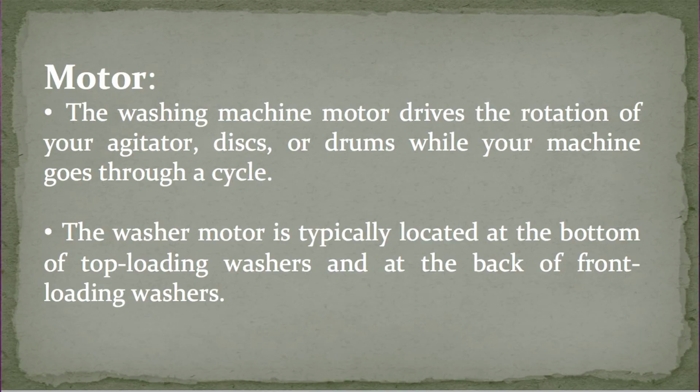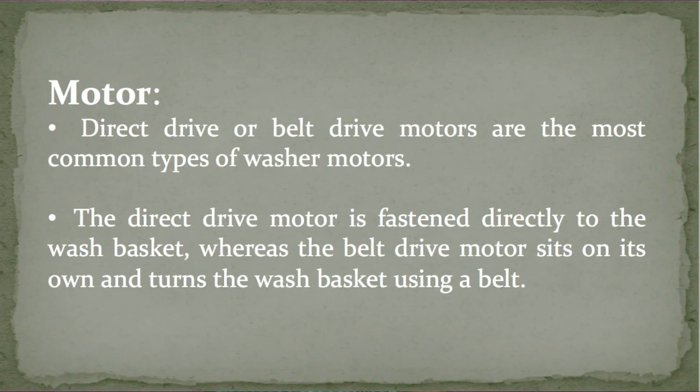Motor. The washing machine motor drives the rotation of your agitator, disc or drum while your machine goes through a particular cycle. The washer motor is typically located at the bottom of the top loading washers and at the back of the front loading washers. Direct drive or belt drive motors are the most common type of washer motors, and direct drive motor is fastened directly to the wash basket, whereas the belt drive motor sits on its own and turns the wash bucket using a belt.